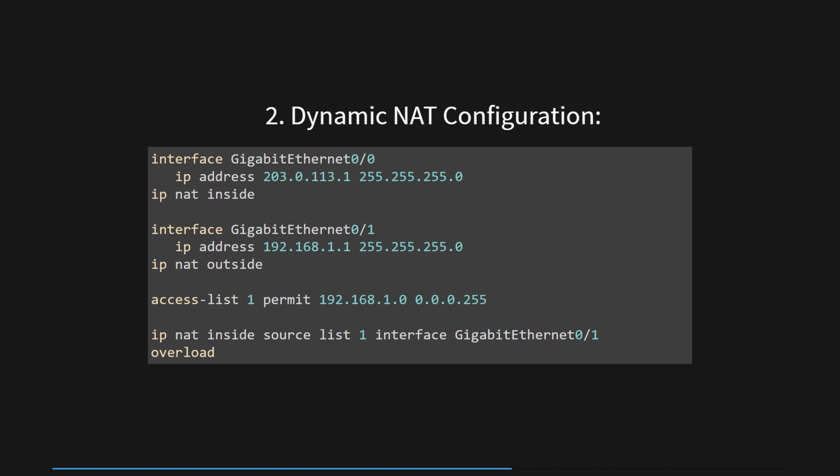The command ip nat inside source list 1 interface GigabitEthernet 0/1 overload sets up the dynamic translation. When devices from the internal network initiate communication, NAT dynamically assigns one of the available public IP addresses from the pool defined on the outside interface, Gigabit Ethernet 0/1. This allows multiple devices to share the same pool of public IP addresses for outbound connections, reducing the need for public IPs while enabling external connectivity.